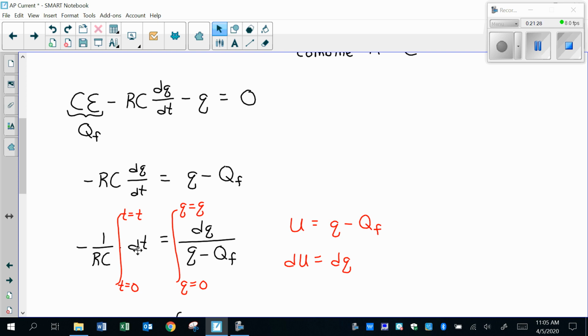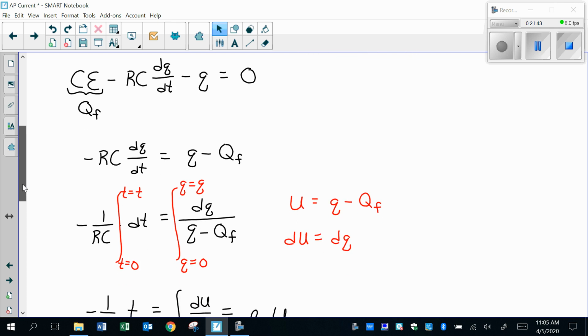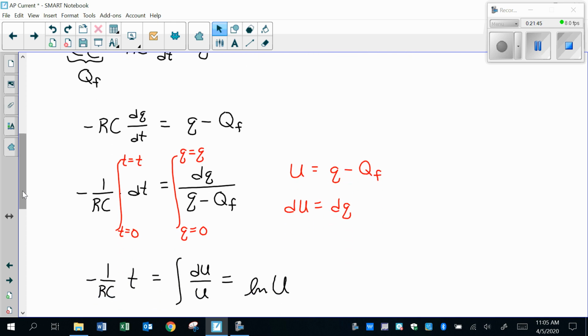So integrating this side, easy. This side, I have to do a u substitution. If I let u represent Q minus Q final, du is equivalent to dQ, and I end up with du over u, and hopefully we recognize that as the natural log. So you know, learning about how and why this works out is some pretty complex math, but once we have it, it's a real simple, easy, just-follow-the-rules kind of integration.